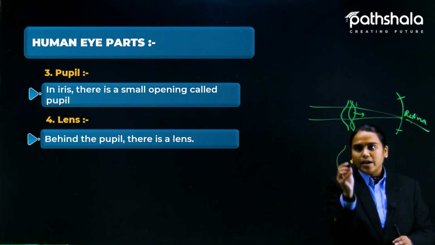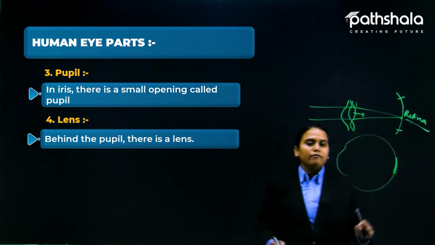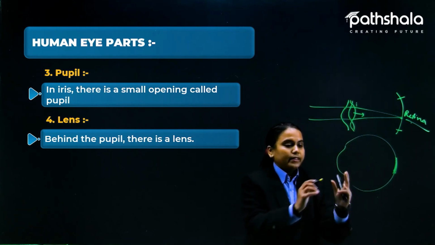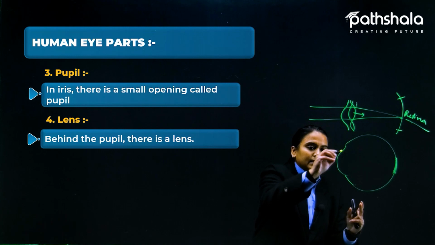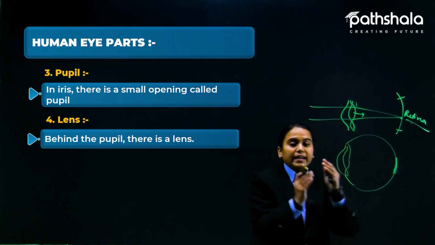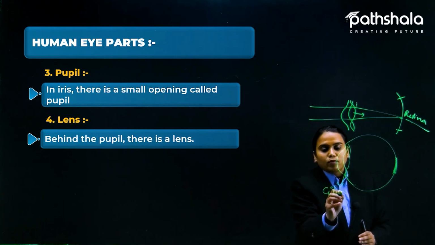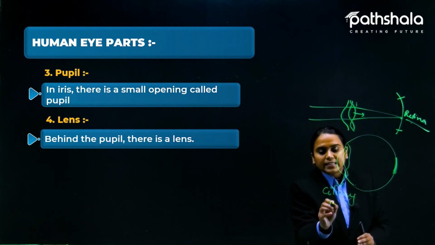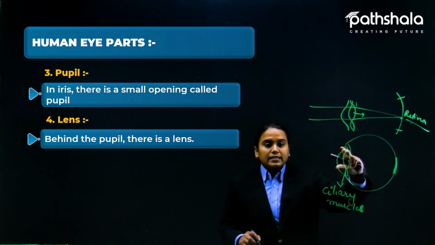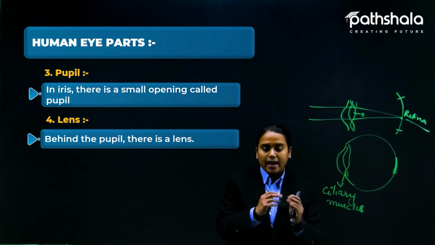Like if we have an eyeball diagram like this, the retina would be somewhere here. This is the eyeball, and in the diagram this is the part of the iris, and here we have the eye lens, and it adjusts itself with the help of ciliary muscles. One more thing you get to know: the ciliary muscles work behind the lens and help it adjust itself to focus the light.